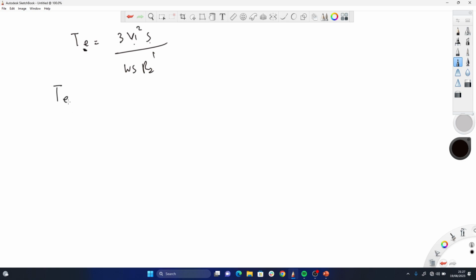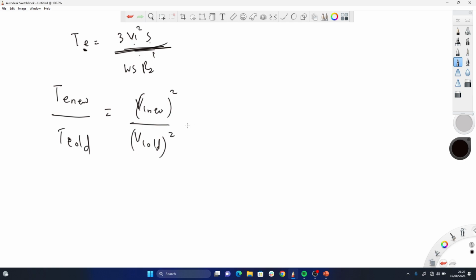It means that if I want to find a new value, say new torque over old torque, will be equal to all the direct proportionals at the top. So it's equal to what? V1 new squared over V1 old squared, times S new over S old, times, since this one is at the bottom, it will reverse, so it will become R2 prime old over R2 prime new.